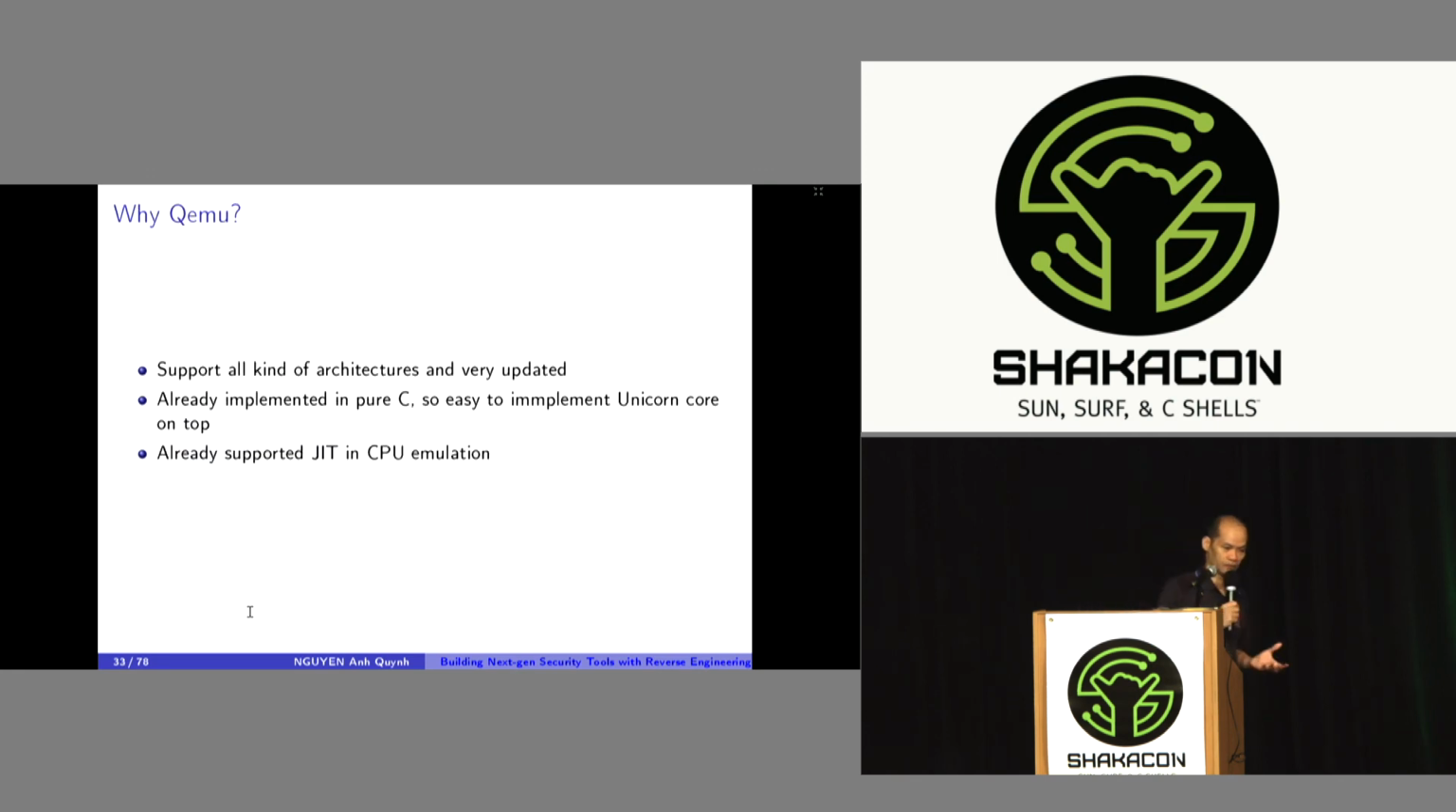QEMU is a very popular, very widely used system software emulator for many architectures. It supports all the architectures you want, even some embedded systems. It's already implemented in C, so it's very easy to implement Unicorn on top of that. And it's already using the just-in-time compiler technique inside QEMU, so the performance of QEMU is very good.